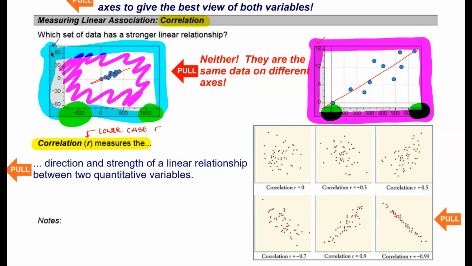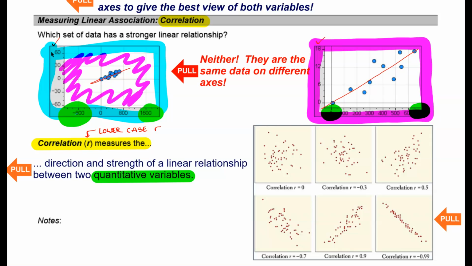Holy cow, look at that. Let's pause for a second. Quantitative variables. So if somebody asks you a question about correlation and they give you one variable that's categorical and the other is quantitative, you should immediately call them out and say that's a ridiculous question, because correlation can only measure the direction and strength of a linear relationship between two quantitative variables.